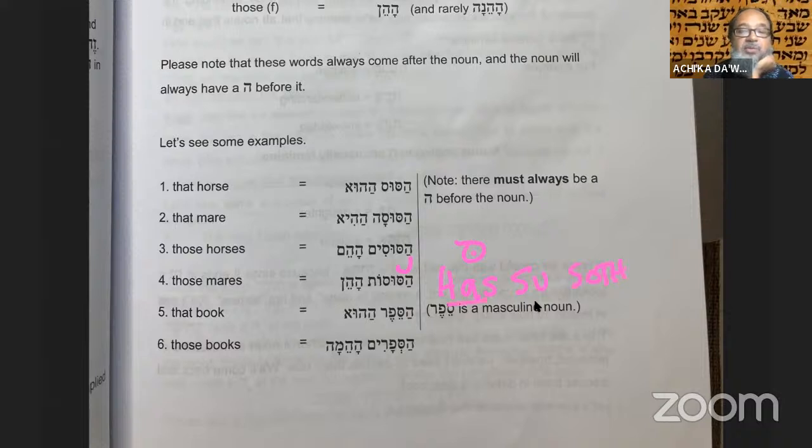Because it's three syllables: has, su, soth. Hasusoth. The one up here is hasusim, which is masculine. And the hahaim is what makes it those. Hahaim is what makes it those for feminine.